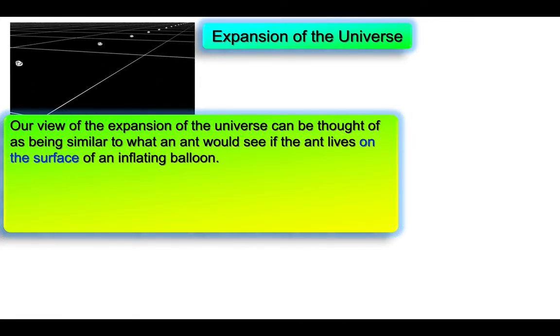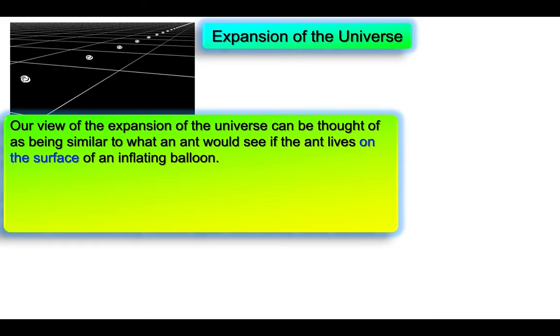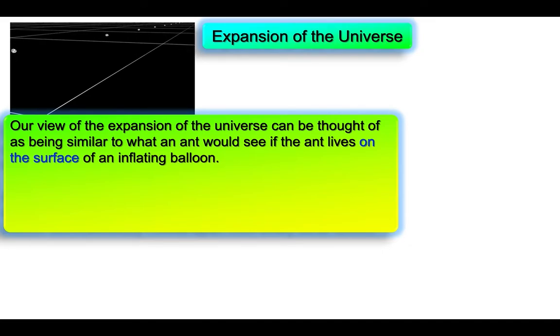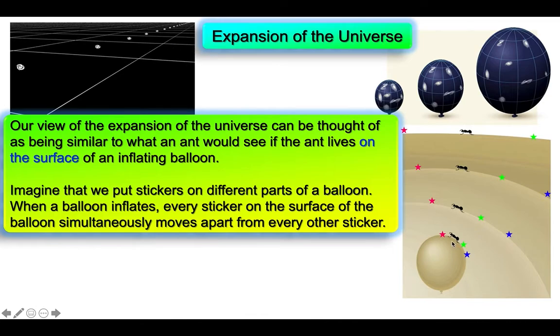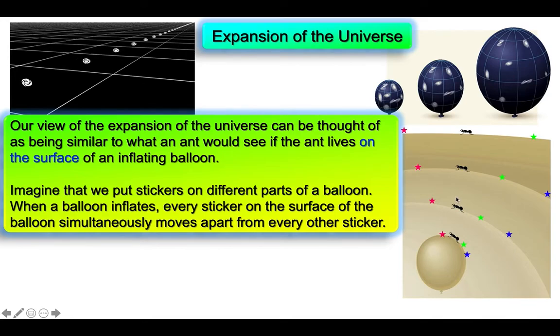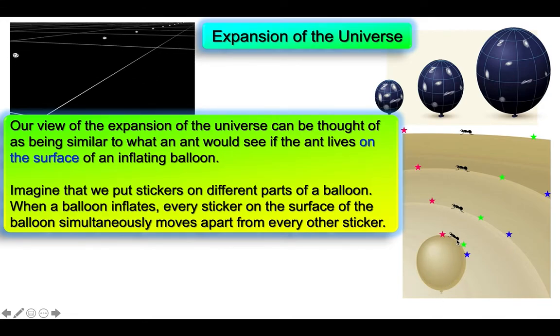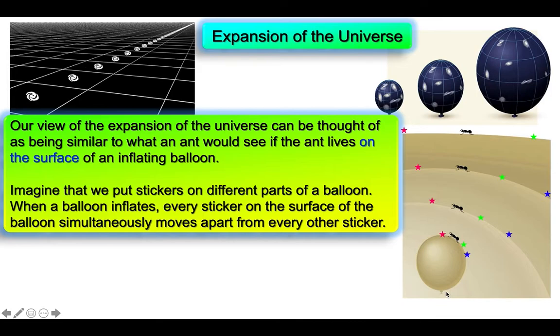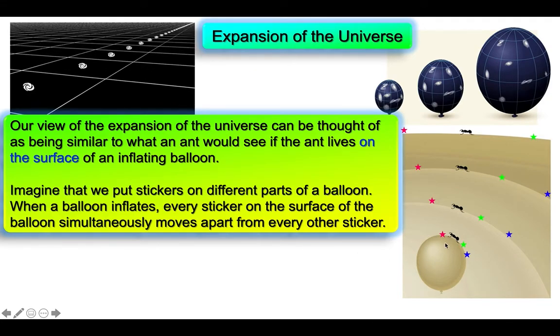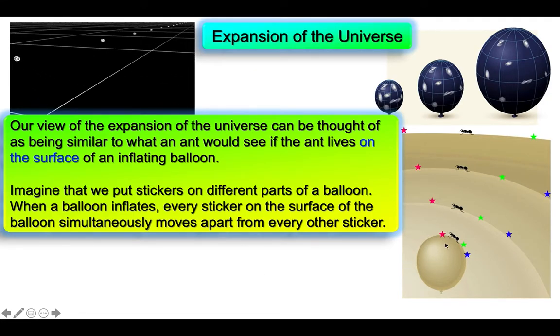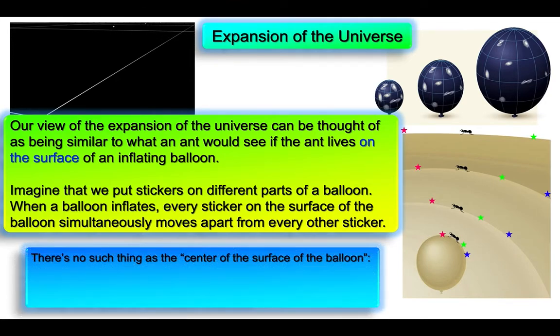Now, to make an analogy for our view of the expansion, we could imagine what it would be like to be an ant that lives on the surface of a balloon while the balloon is inflating. So let's imagine we take a balloon, we're going to put some stickers on the balloon, and then we're going to inflate the balloon. So as we inflate the balloon, all the stickers are going to simultaneously move apart from every other sticker. Now, it's not like any one sticker is in a special location on the balloon. They're all moving apart from each other simultaneously.